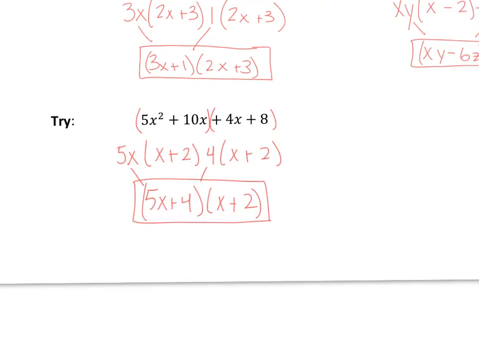So there's the answer to the problem. The GCF in the first one was 5x. Pulled the 5x out here and left with x plus 2. Here it was a 4, pulled out a 4, left with x plus 2. They're the same, so I know I did it right. 5x plus 4, and then the x plus 2.